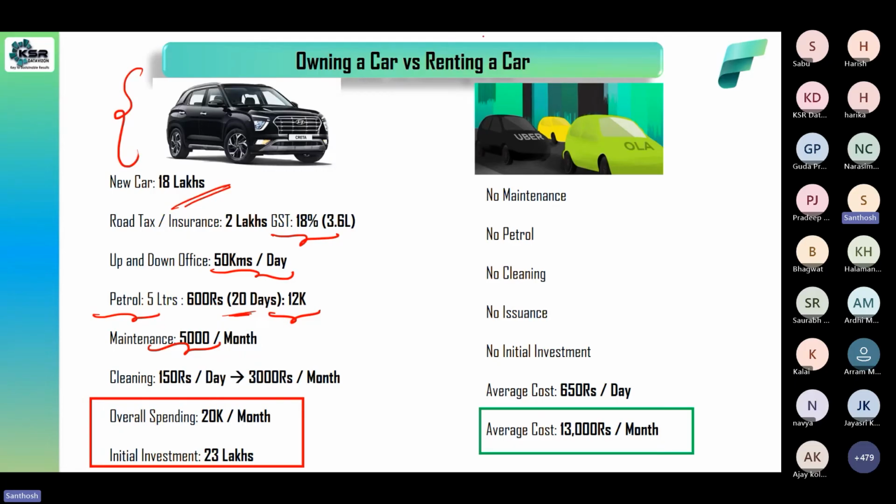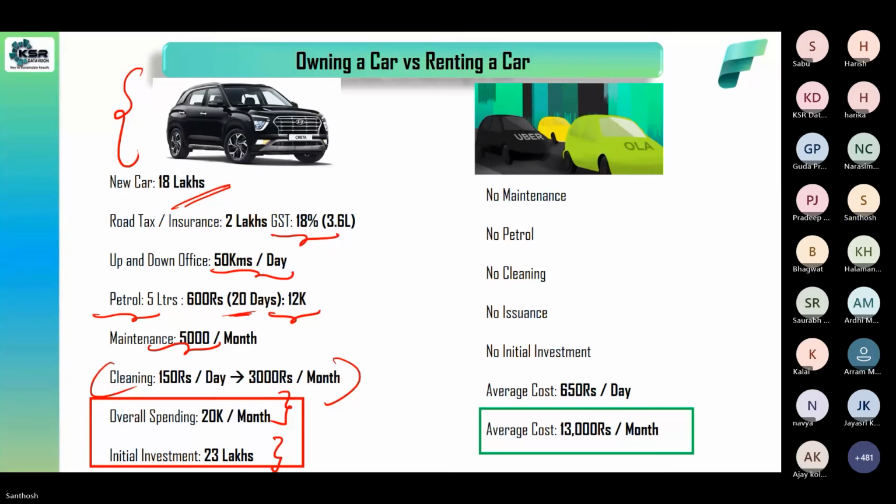So I'll spend 5,000 for maintenance. And in fact, it's a black stylish color, so I have to clean the car as well. It's a black color, so every day 100 or 150 rupees. In a month I have to spend 3,000. So if I own a car, the expense which I have to bear is the initial cost of 23 lakhs, including the GST, and every month I need to pay 20K. This will be the cost of owning a car.